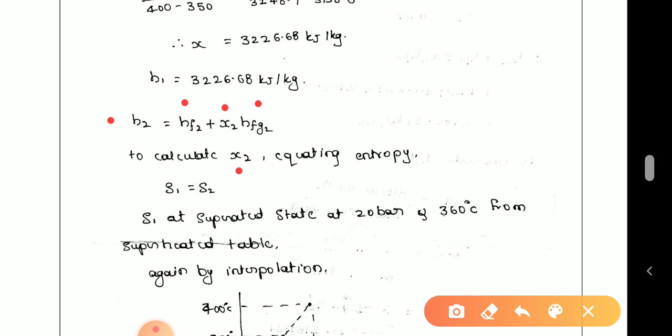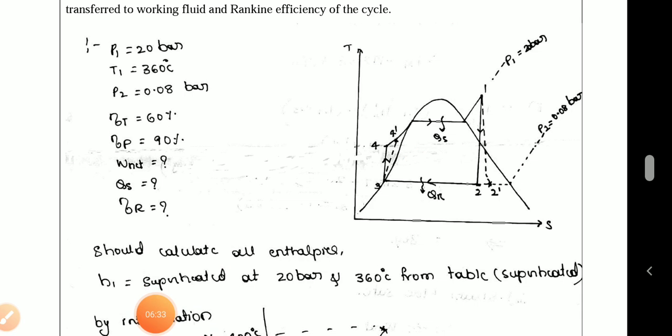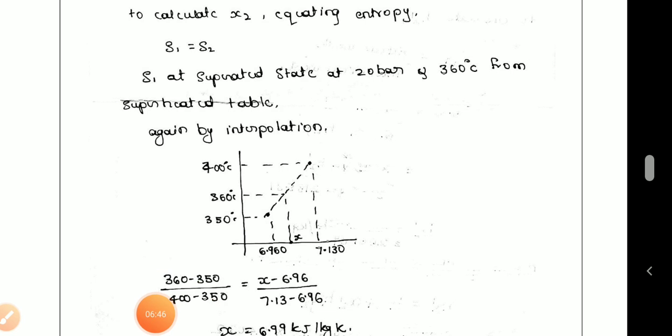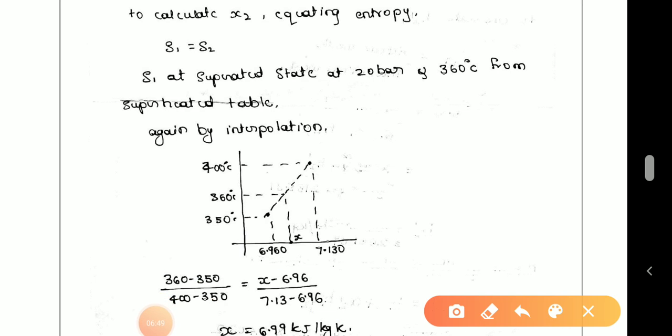So now we can calculate X2 by equating the entropy S1 equal to S2. You can see that this is S1 and this is S2. This is the ideal expansion line in a turbine, so we can equate S1 equal to S2. So now we need the value of S1. S1 can be easily taken from the table again, S1 at superheated state at 20 bar and 360 degrees Celsius.